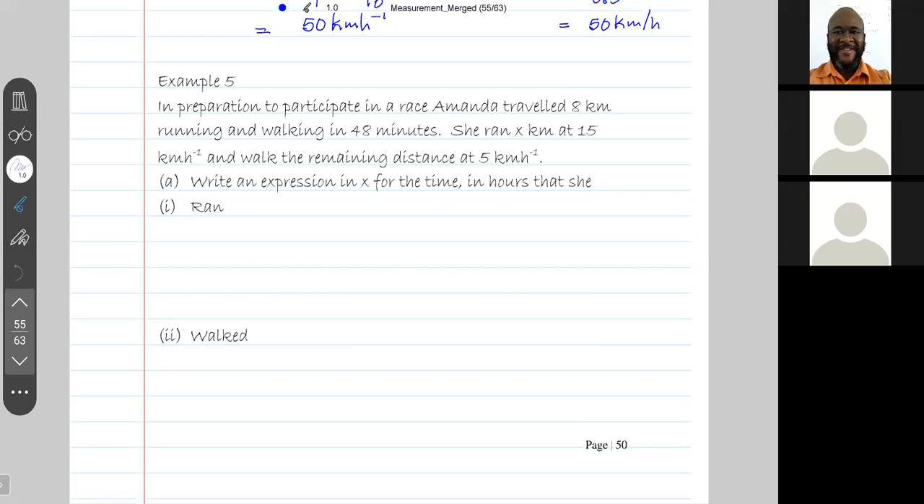So I could say that the total distance is 8 kilometers.